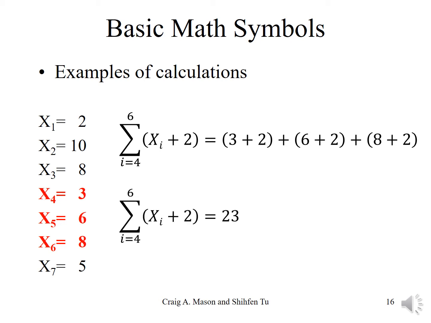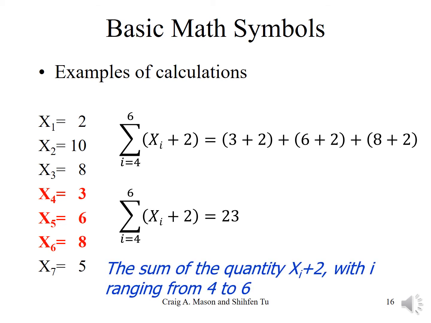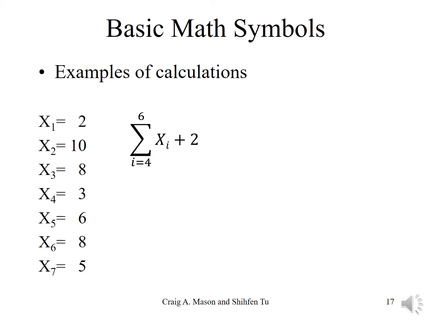In English, you might describe this as the sum of the quantity X sub I plus 2 with I ranging from 4 to 6. Now, notice how this equation differs from this one. What's the difference and what would be the impact on both how you describe the equation and what the value is? Pause again and give it a try.